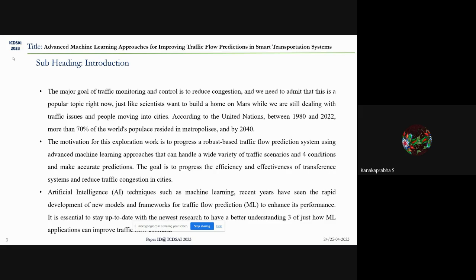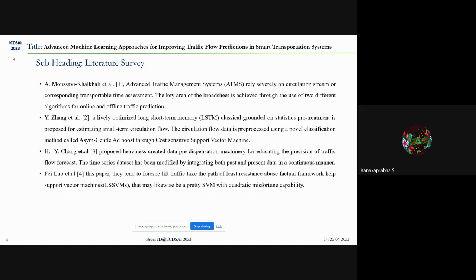Here is the introduction of our paper. Here I am going to tell about the four conditions we are approaching in this paper. The four conditions are true positive, true negative, false positive, and false negative. The main approaches use artificial intelligence techniques such as machine learning methods, to develop a new model and framework for traffic flow prediction to enhance its performance.